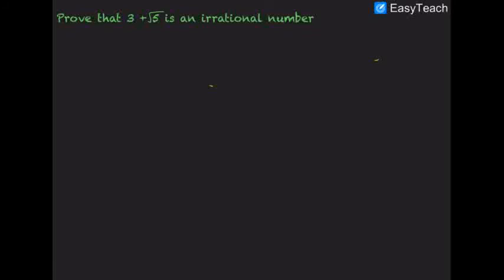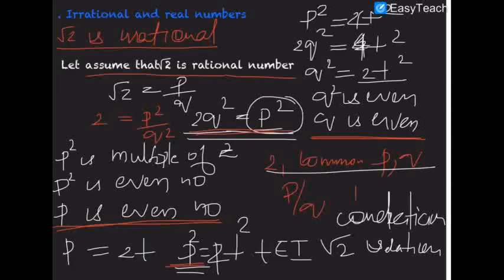So this is our next problem. Prove that 3 plus root 5 is an irrational number. In the same way that we proved that root 2 is irrational, we are going to prove that 3 plus root 5 is an irrational number.